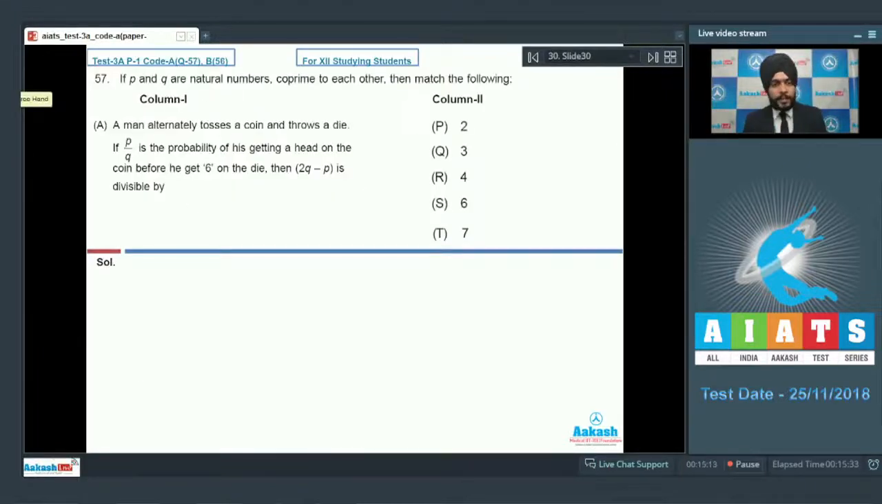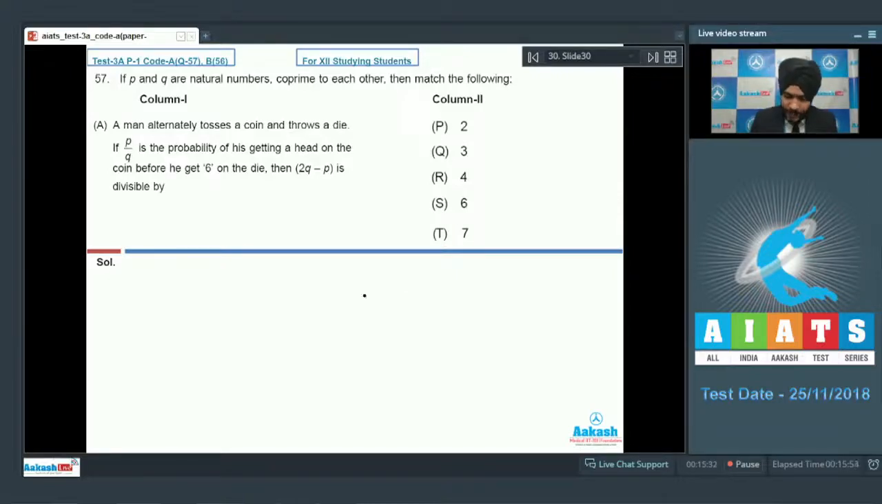Question number 57 based on probability says that if P and Q are natural numbers co-prime to each other, then match the following. A man alternatively tosses a coin and throws a die. If P by Q is the probability of getting a head on the coin before he gets a 6 on the die, then 2Q minus P is divisible by.